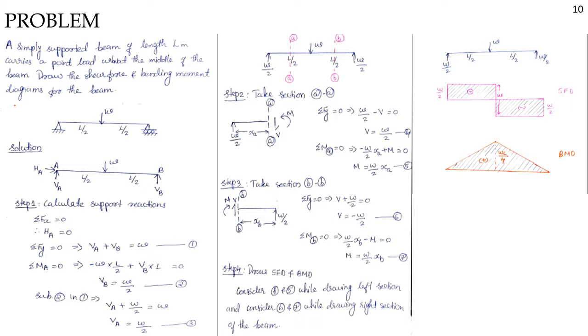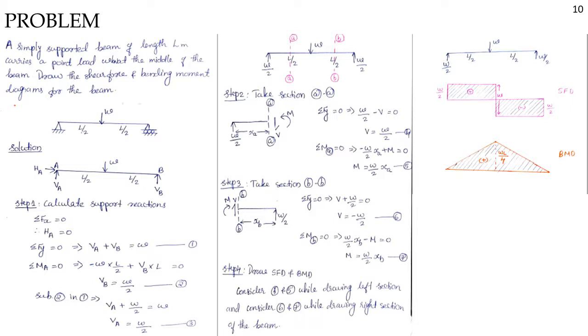Sigma Fy equal to 0. Here VA and VB are acting upward and W is acting downward. Therefore, VA plus VB is equal to W. And take the moment about A. Then W into L by 2 is acting in the clockwise direction, therefore I put it as negative. And VB, which is acting in anti-clockwise direction, will be plus. Then we will get VB is equal to W by 2. When substituting this VB value in the first equation, we will get VA is equal to W by 2.